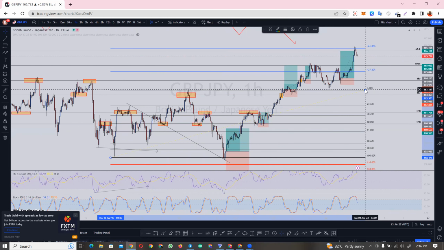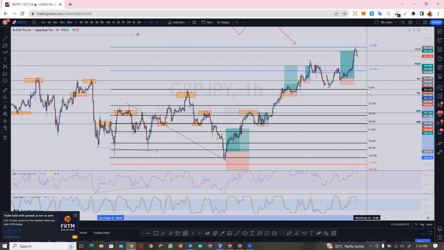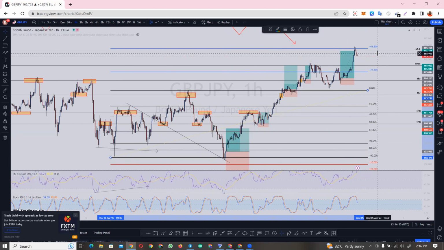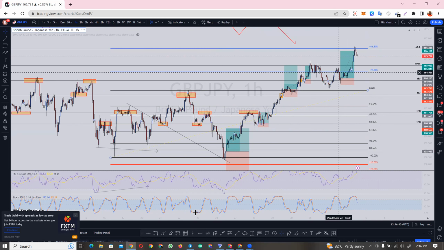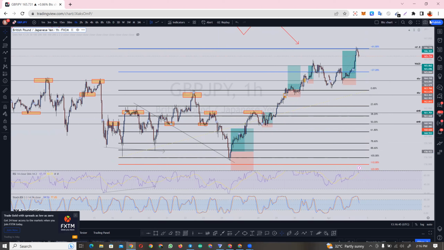Do you see? Can you see? So you see at our negative 61.8, market reversed. Go and put this, it's not the number. You see how market reversed at negative 61.8. Like, this is so wonderful.